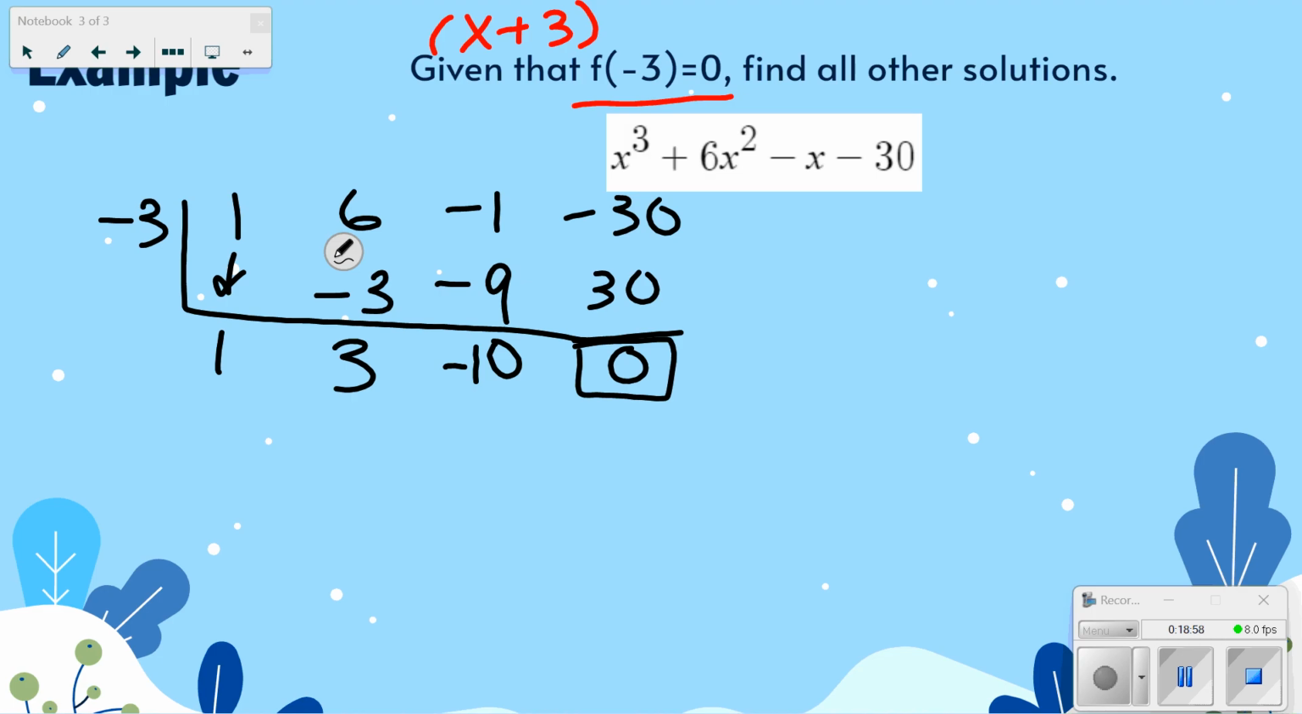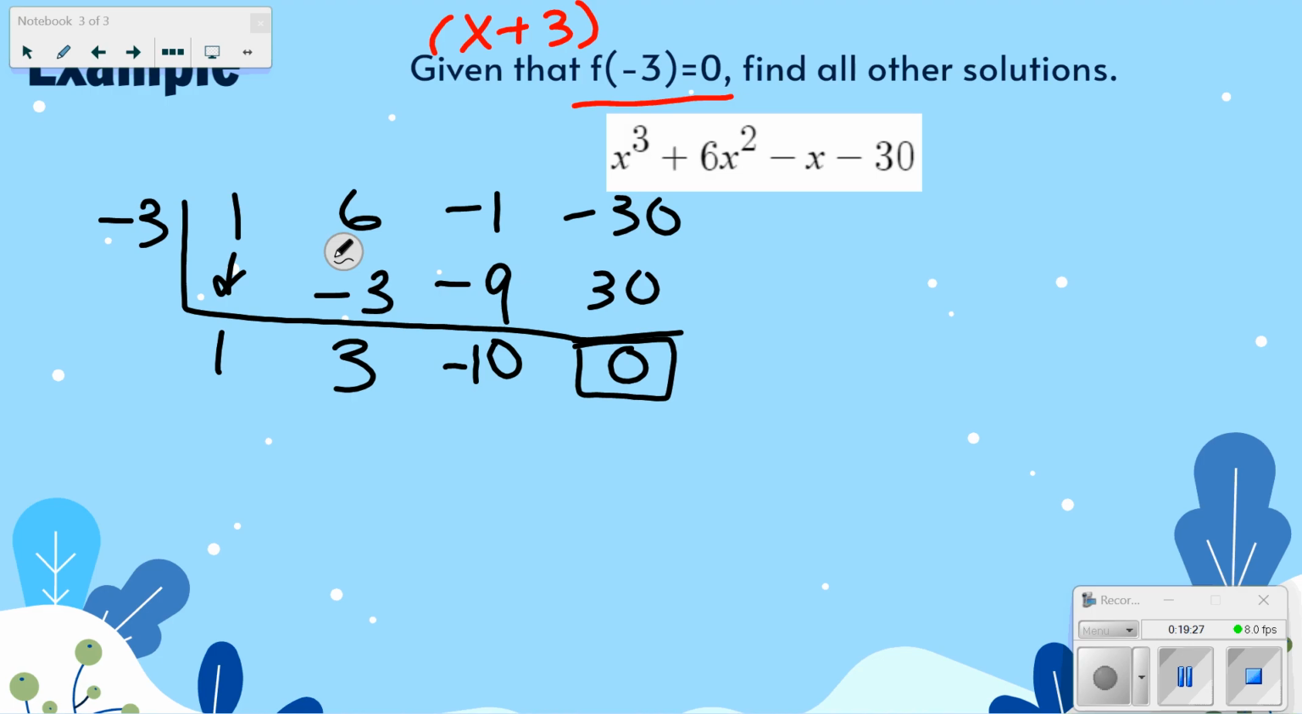Why does getting a remainder of 0 tell me I'm on the right track? Yeah, I had to have it be 0, right? Because it told me from the beginning that -3 was a solution. So I have to keep factoring completely to help me find all my other solutions.